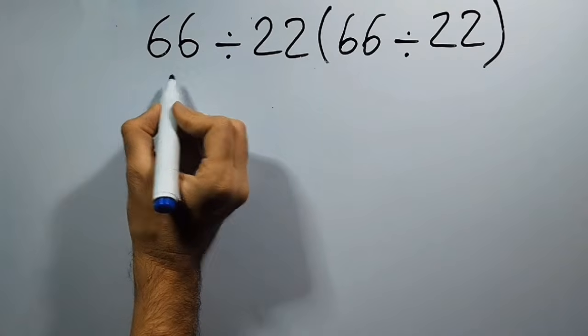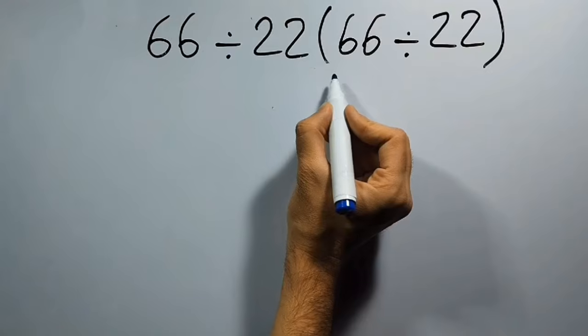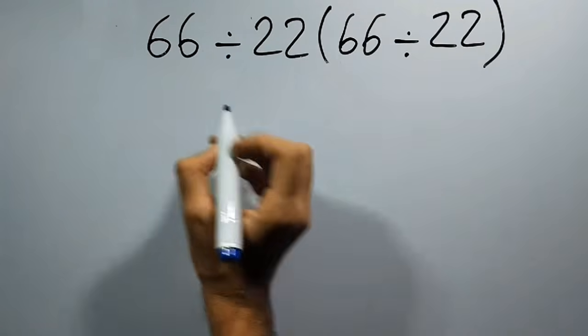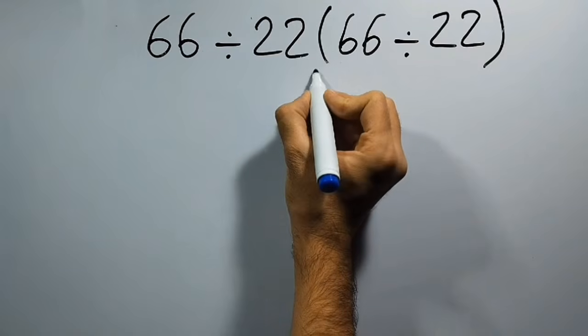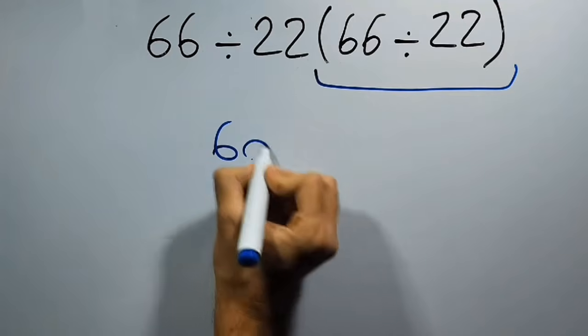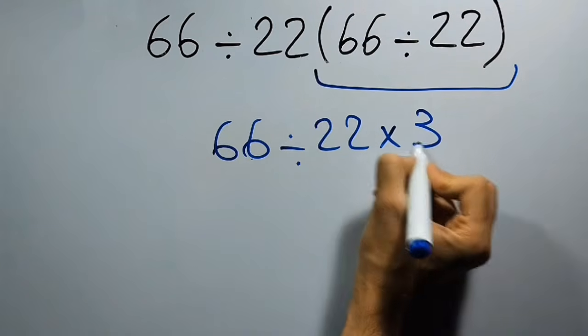What is the value of the expression 66 divided by 22, then times (66 divided by 22)? Many people, when solving this question, first go for the parenthesis, and instead of this expression, they write 66 divided by 22, then times 3.